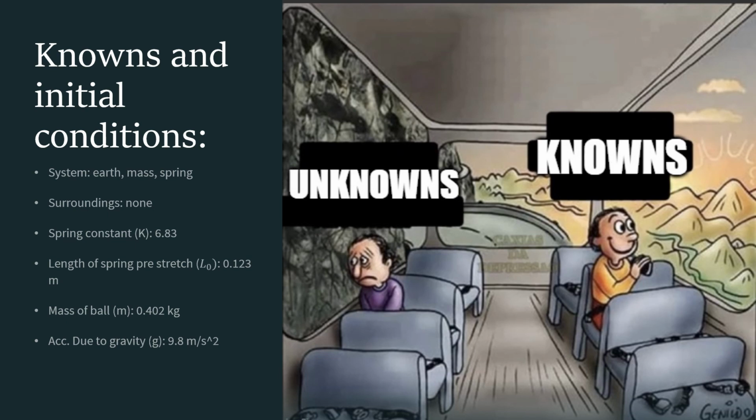Our spring constant k is 6.83. The length of our spring pre-stretch, or L naught, is 0.123 meters. The mass of our ball is 0.402 kilograms, and our acceleration due to gravity is 9.8 meters per second squared.